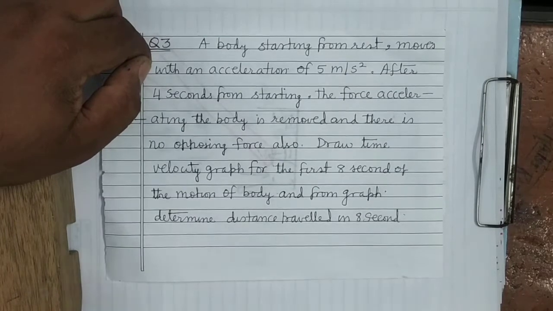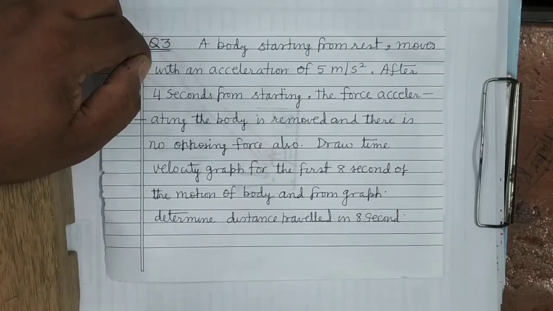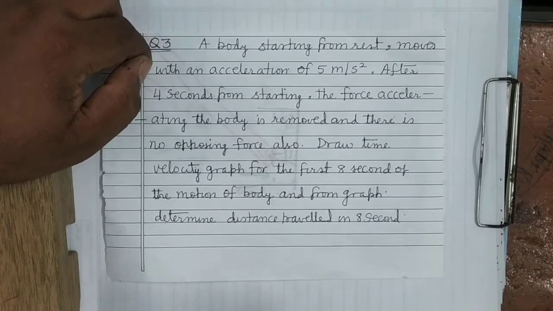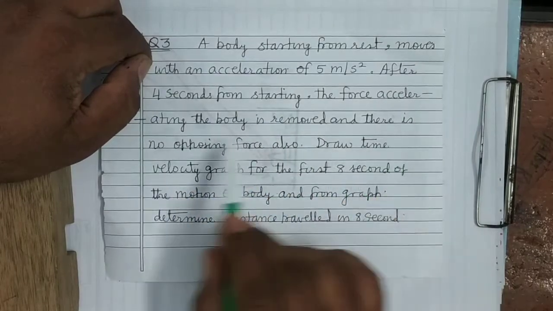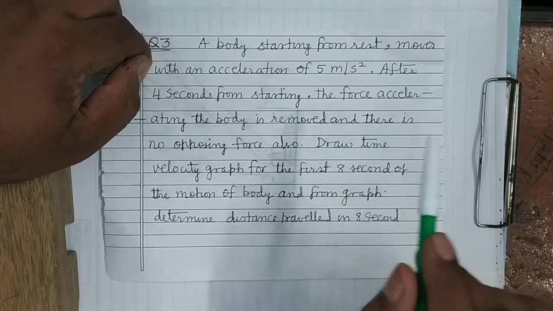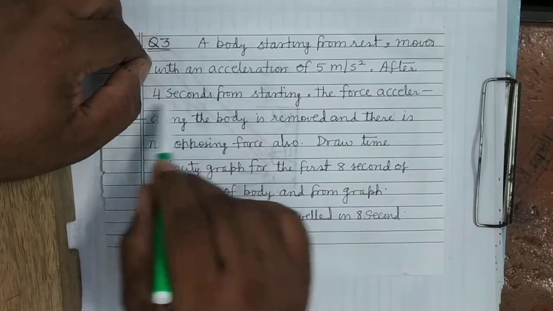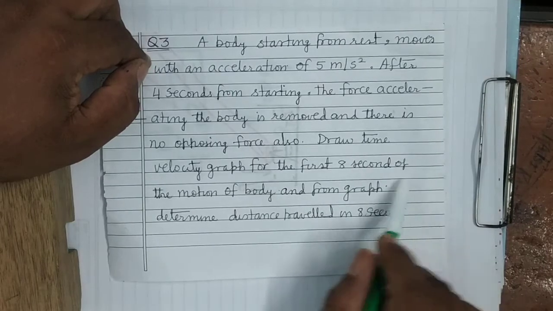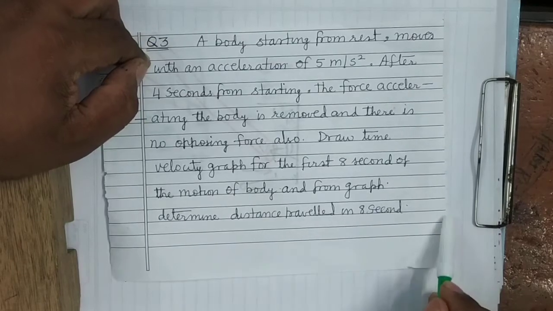Now you have removed the force. What will happen? It will keep on moving with 20 meter per second, provided no opposing force is acting. So the force accelerating the body is removed and there is no opposing force, so it will keep on moving with the same velocity which it has at the 4th second. Draw the time velocity graph for the first 8 seconds of the motion of the body. From the graph, determine the distance traveled.